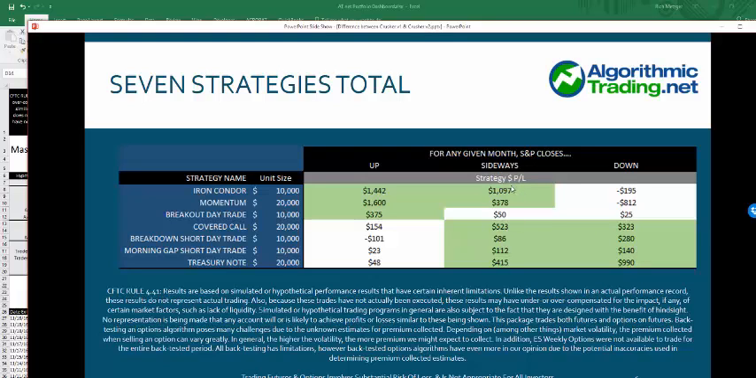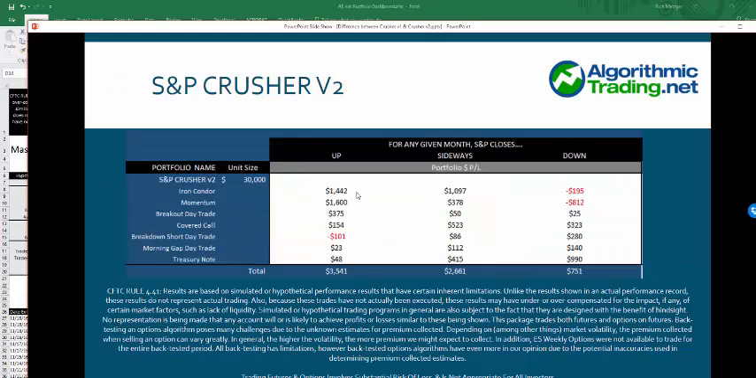About 1/3 of the time it closed between down 4 points and up 30 points on the S&P. That's what our sideways is. And then up was another 1/3 of the time, and that's the S&P closing 30 points or higher. Let me go to the next one where we have the crusher listed with the right unit size. So what this shows you is that the Iron Condor, in up moving markets, averages 1,442, in sideways moving markets 1,097, and in down markets negative 195.